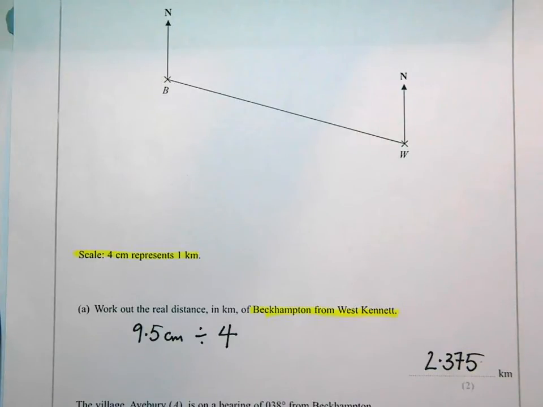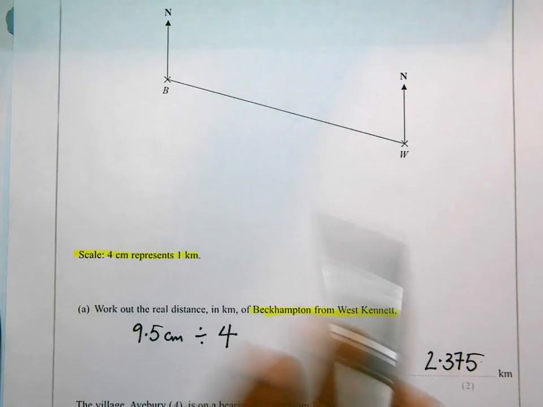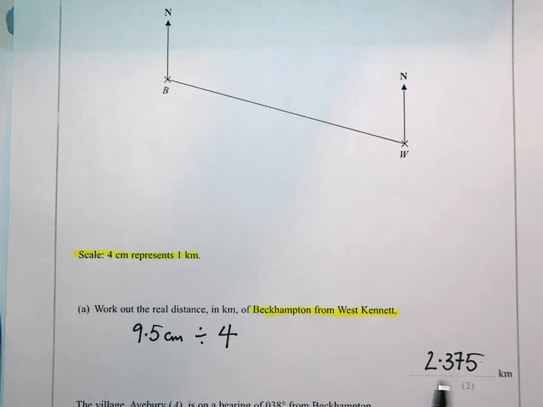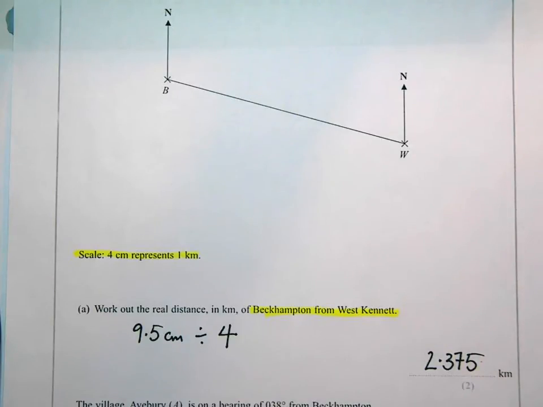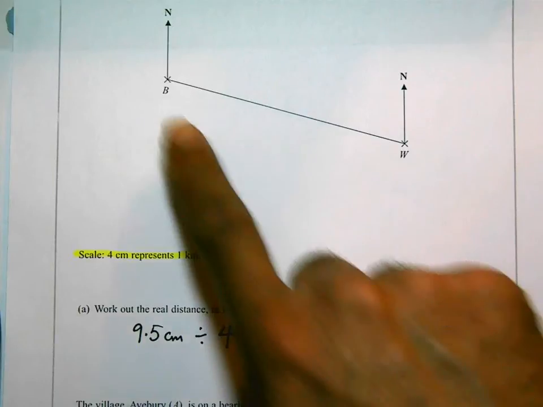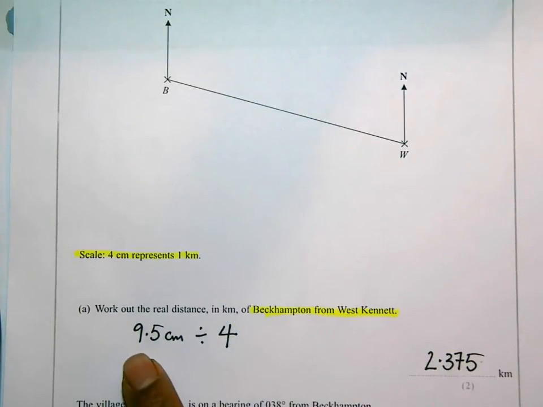Okay, going on to part B. Before I go on to part B, I just need to say for part A, they will give you a leeway around this answer. It depends on how accurately you measure it, but they will give you some leeway around 2.375. It also depends on the paper that you're using, whether it's been copied or enlarged or reduced slightly. But in this case, when I measured that distance, I got 9.5 and divided that by 4 to get my distance here in kilometers.